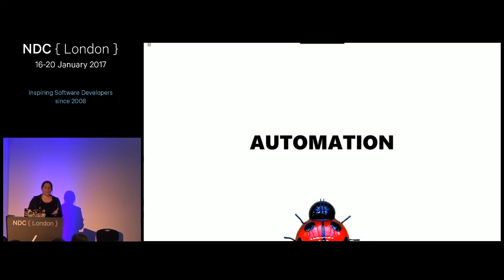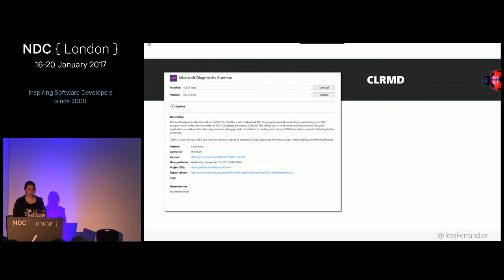So once you've started doing this for a long time, then you start wanting to automate things. And you start doing this pretty fast if you do a lot of dump debugging, and specifically if you try to recognize the same issue over and over. So I just wanted to tell you about something that has come out recently that's pretty cool, and that's called CLRMD. This is a NuGet package that you can download.